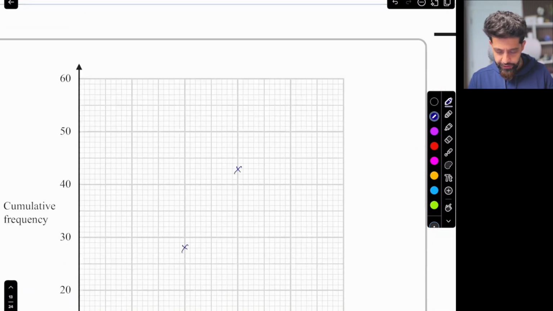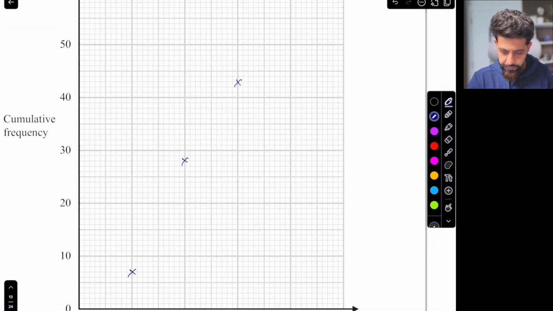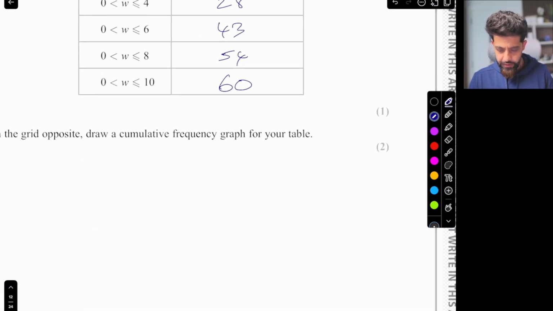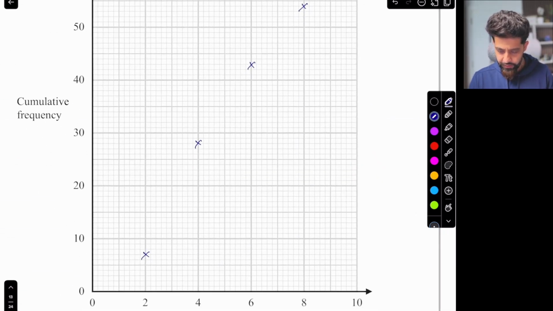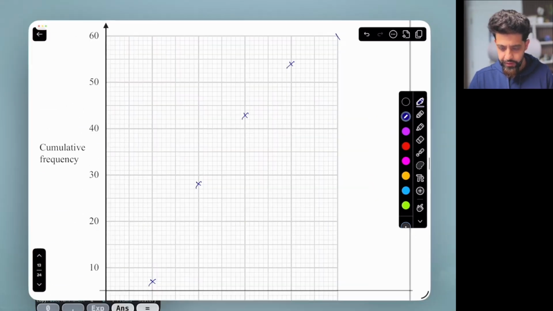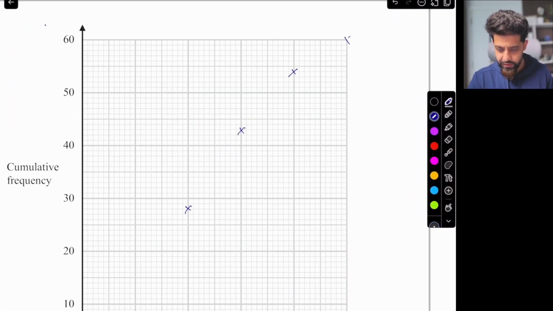Then we have 54 and 8 right there, and 10 and 60 right there. Okay, that's messing me around again. Okay, 10 and 60 right there.